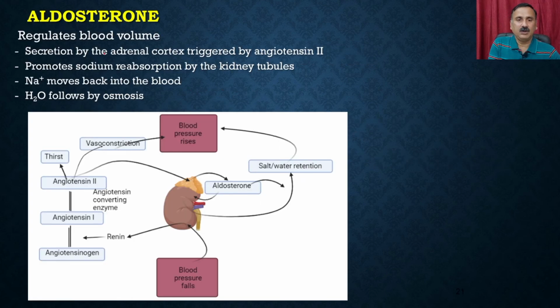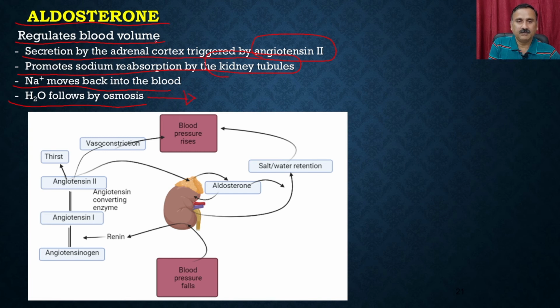Then we have the aldosterones. Aldosterones are the hormones which are going to be secreted from the adrenals, and it regulates the blood volume. Secretion by the adrenal cortex is triggered by the angiotensin. It promotes sodium reabsorption by the kidney, and the sodium moves back into the blood, right, and that is how the water follows by osmosis.